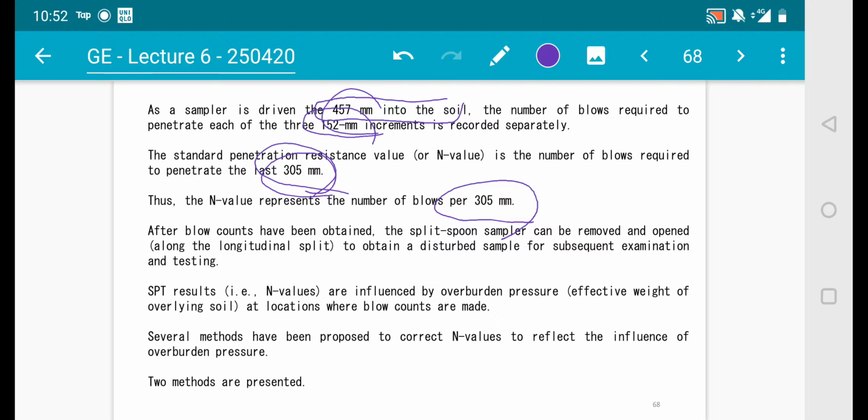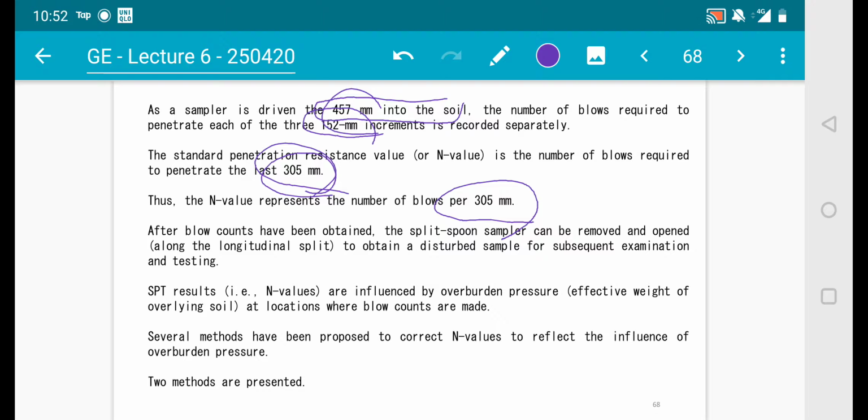So after blow counts have been obtained, the split spoon sampler can be removed and opened to obtain a disturbed sample for subsequent examination and testing. The soil was stuck inside the sampler. You take it out and take it to the lab for more testing.